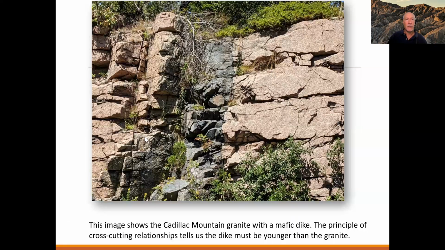And here's that same picture I showed previously with the Cadillac Mountain granite on either side being intruded by this mafic dike. Our principle of cross-cutting relationships tells us that features that cut across other features, the features doing the cutting, must be younger than the other features. So the dike must be younger than the Cadillac Mountain granite.